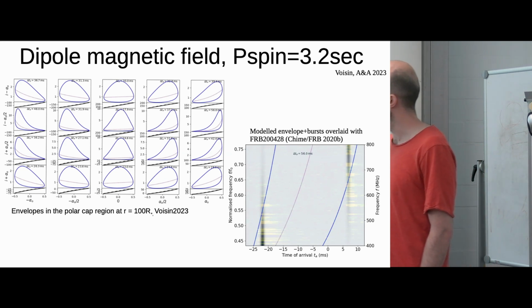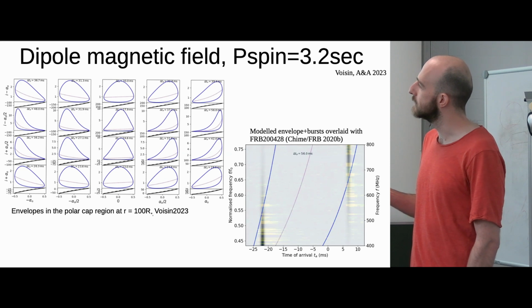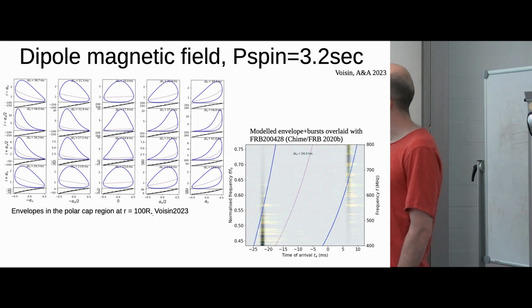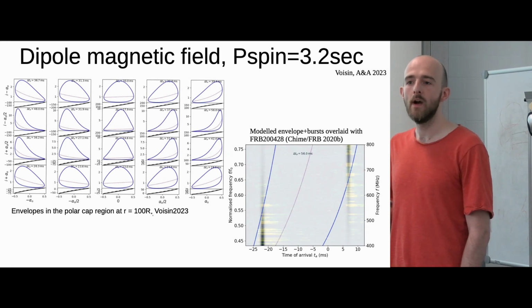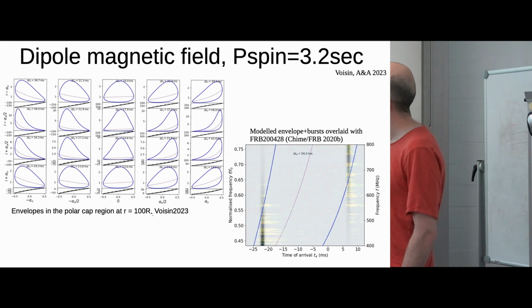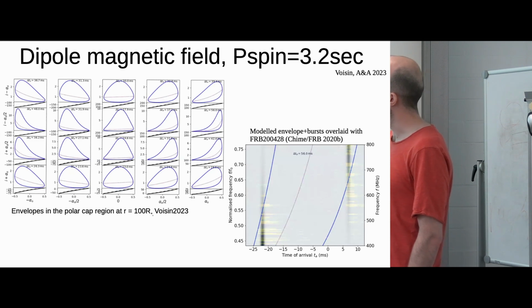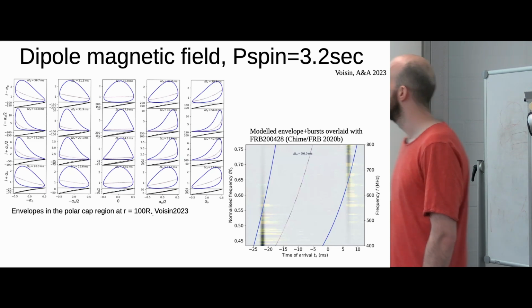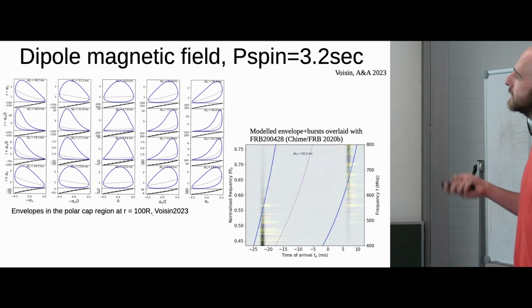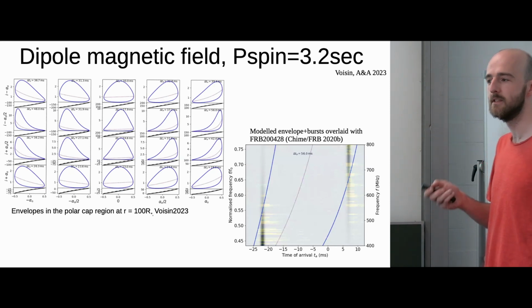And here I show a collection of envelopes generated by the model at a radius of 100 stellar radii. They are taken in the vicinity of the polar cap field lines. One important property is that they are all wideband. You cannot see the scales here, but they are all wideband. And they can go either up or down in frequency, right? So then, just to play, this is not an actual fit, it's just me fiddling with the parameters a little bit by hand.